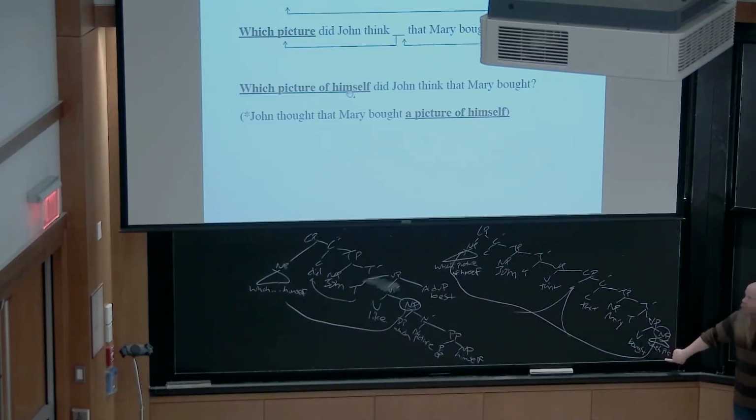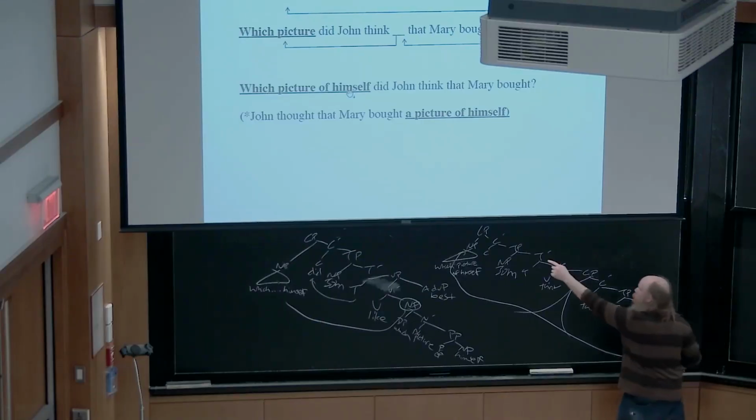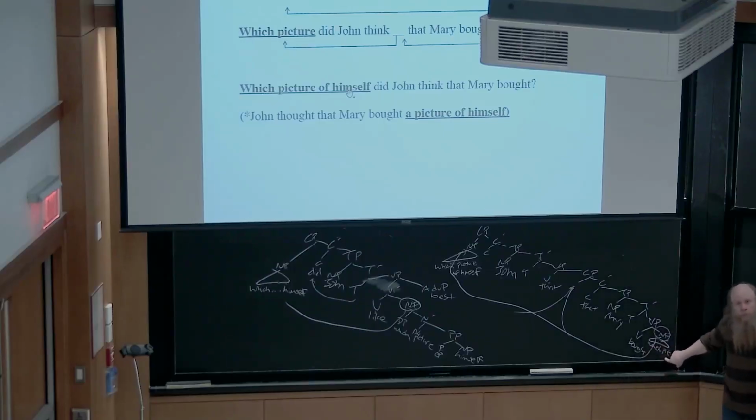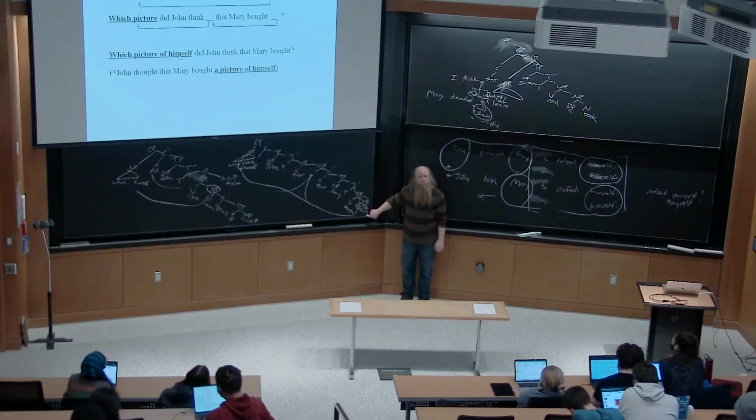Yeah, right? So what's the c-command domain for John? Well, it's its sister, this T-bar here, and everything this T-bar dominates, so all of this. So John c-commands this position himself. Could John bind this position? Is this just reconstruction? Can John bind this position? No, it's too far away, right?